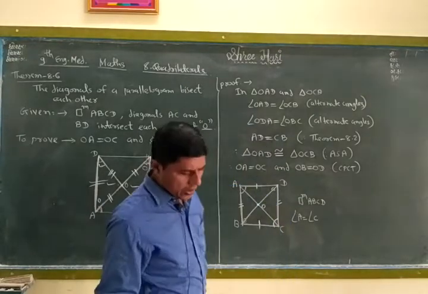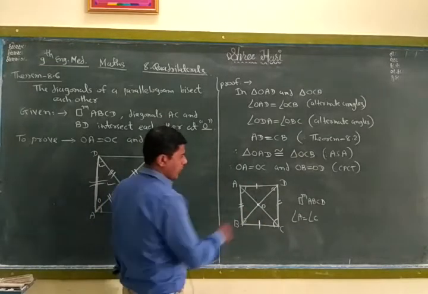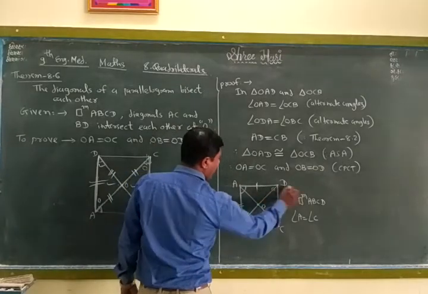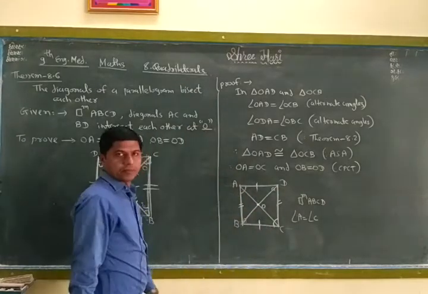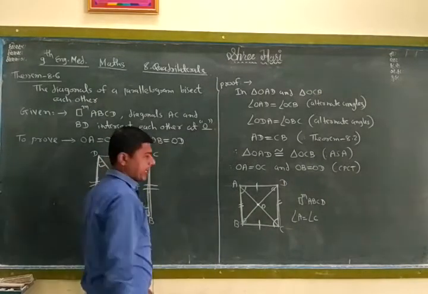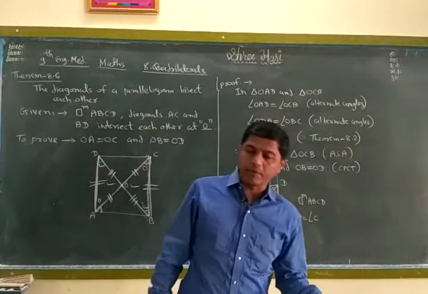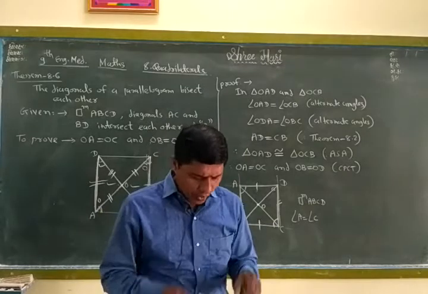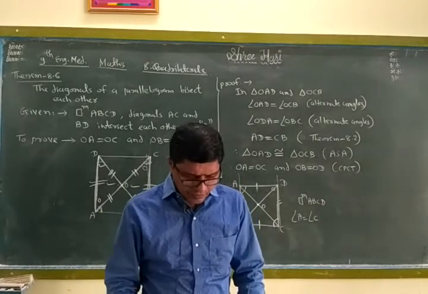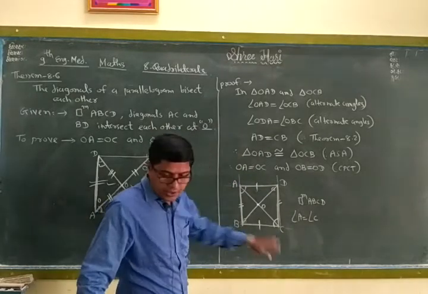Here this is the parallelogram, opposite sides AD equal to BC and parallel, AD parallel to BC. Same way, AB is equal to CD and AB is parallel to CD. So this is a parallelogram, so we can say that these opposite sides are equal and parallel. This is 8.8. Now 8.9.